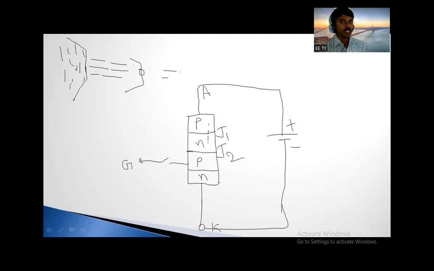Clear? Next one. So what will happen here? There will be a break. This junction becomes reverse biased, so there is a break here. So there is no chance to flow the current from N-type to P-type.